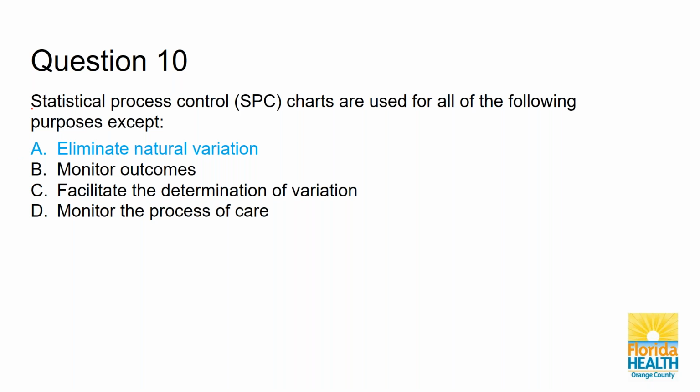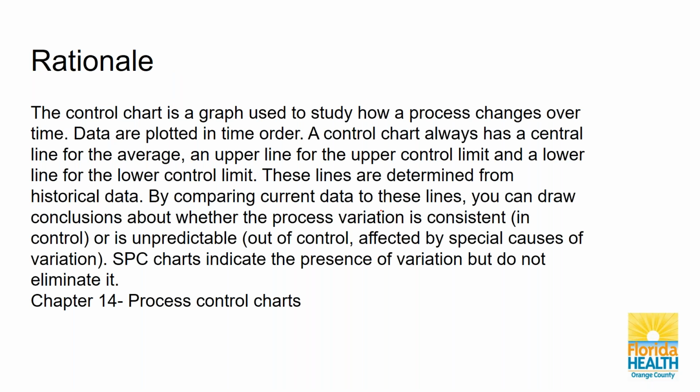And what really helped me when it came to these chapters on charts is to have them pictured in my brain so that I kind of knew what I was looking at. The control chart is a graph used to study how a process changes over time. Data are plotted in time order. A control chart always has a central line for the average, an upper line for the upper control limit, and a lower line for the lower control limit. These lines are determined from historical data. By comparing current data to these lines, you can draw conclusions about whether the process variation is consistent or is unpredictable. SPC charts indicate the presence of variation, but do not eliminate it.